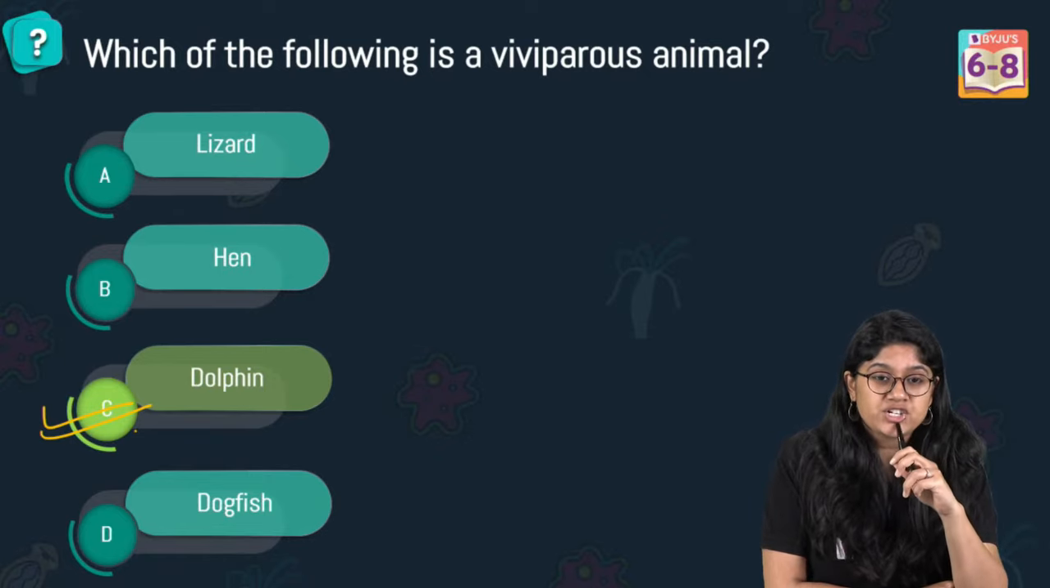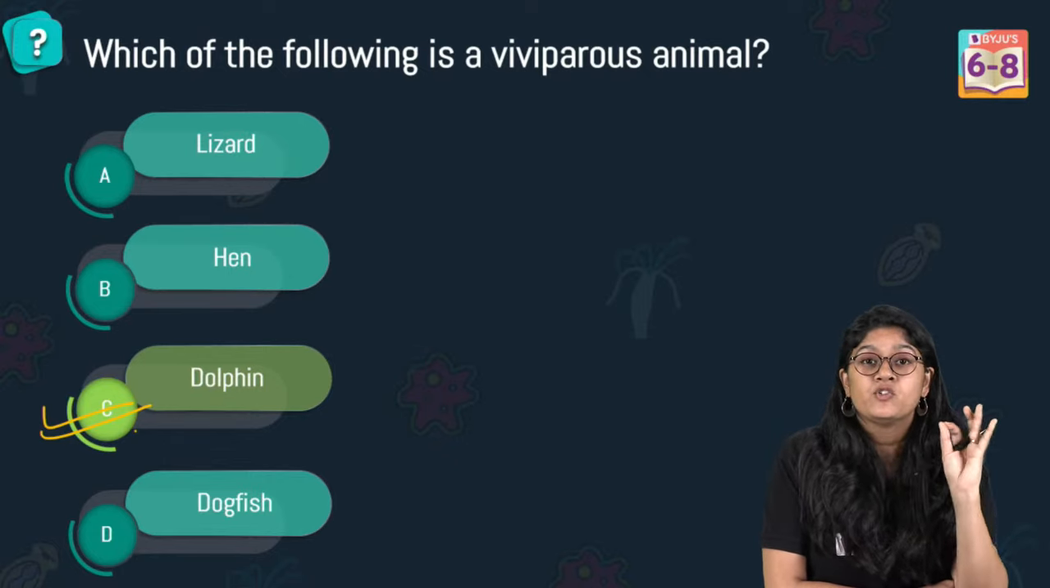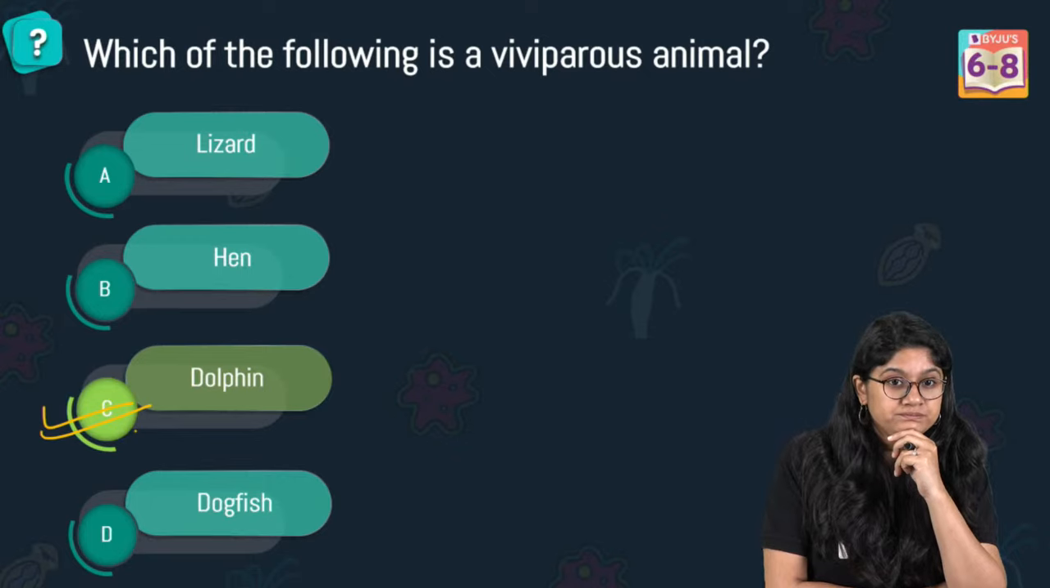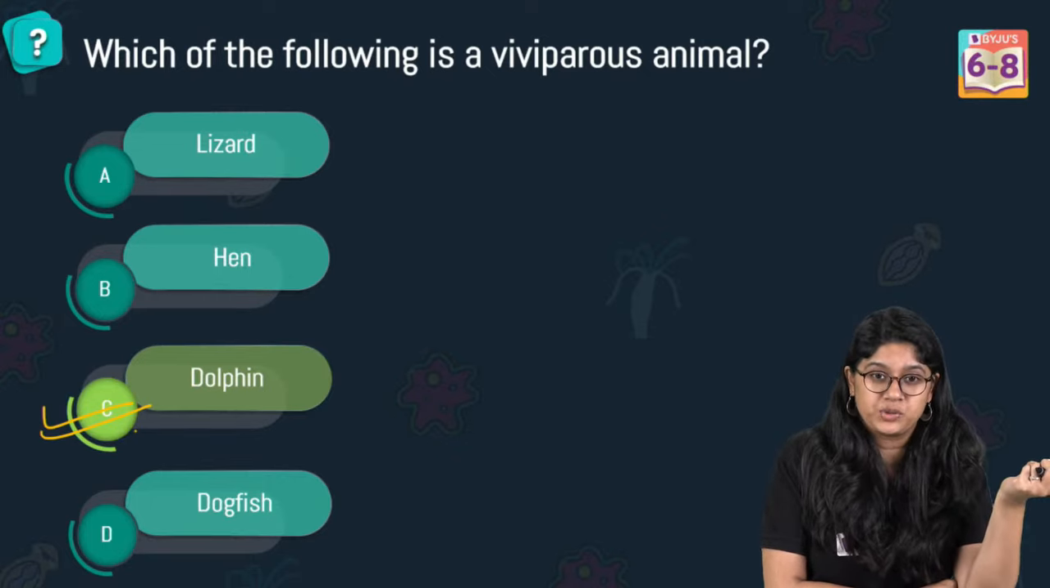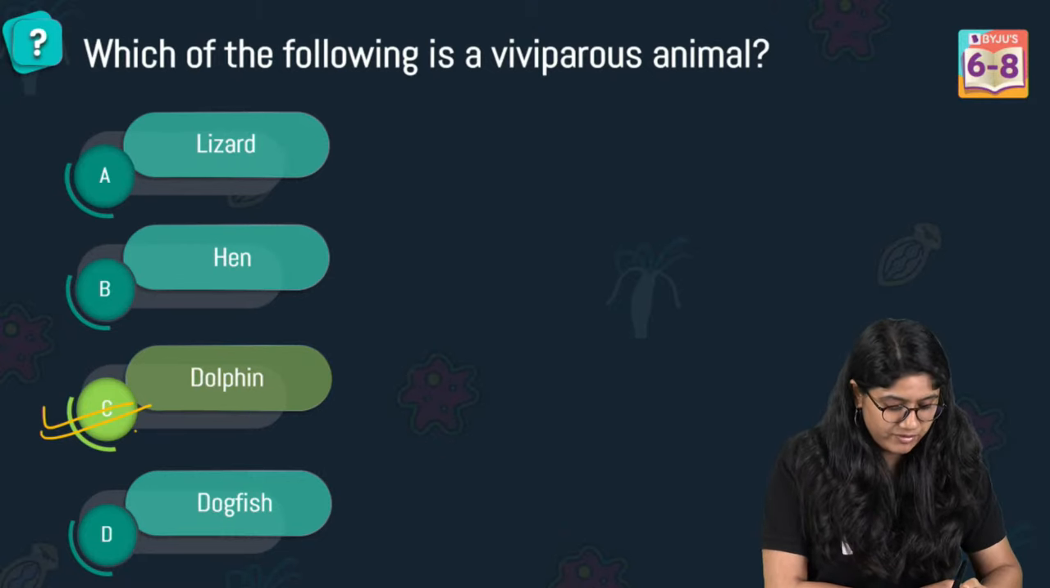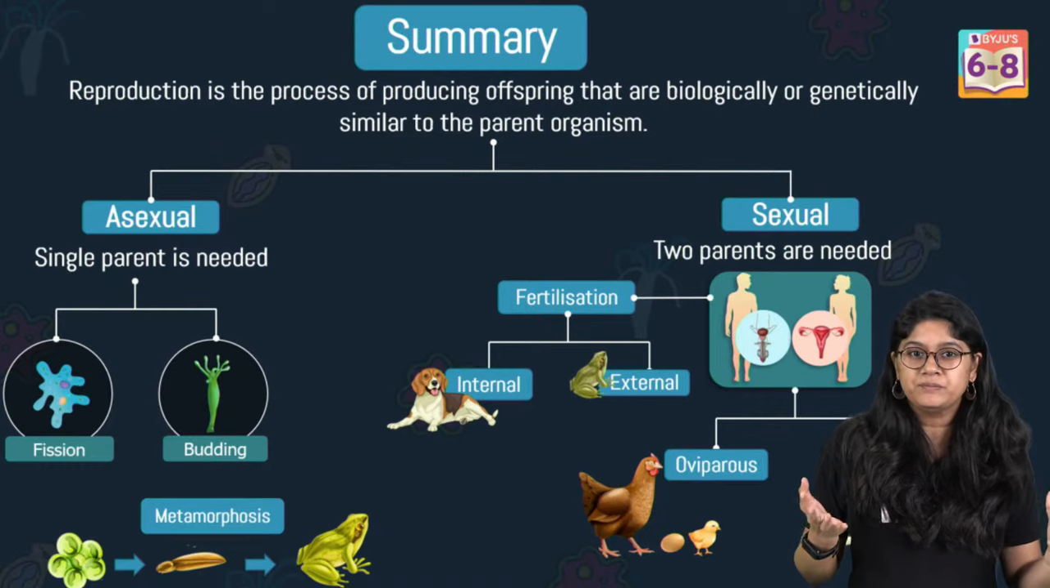Very good. Keshav, the cervix is present above the vagina, which actually allows the sperms to enter into the uterus. Shreya, drastic change means major changes in the body of the individual. Very good, everyone. So with this, I think we have finished our chapter.